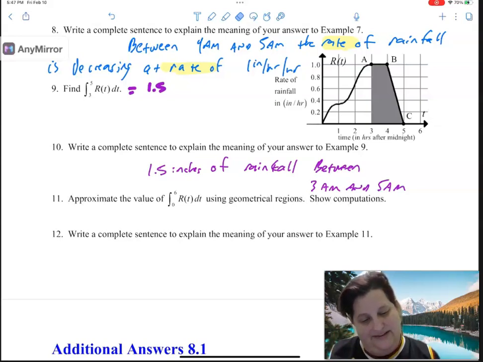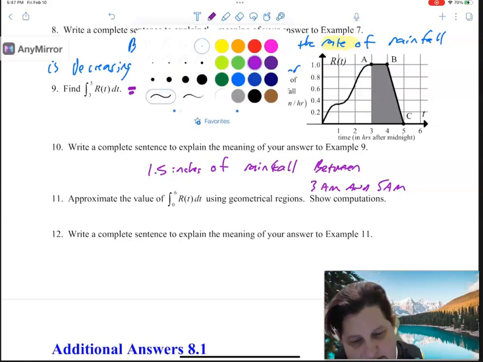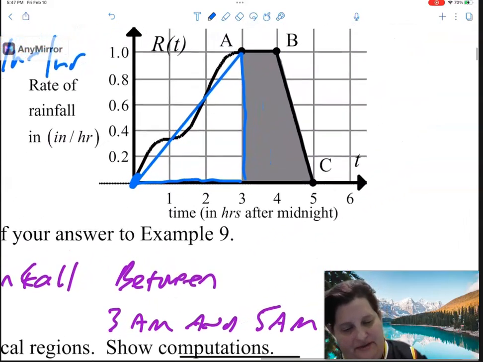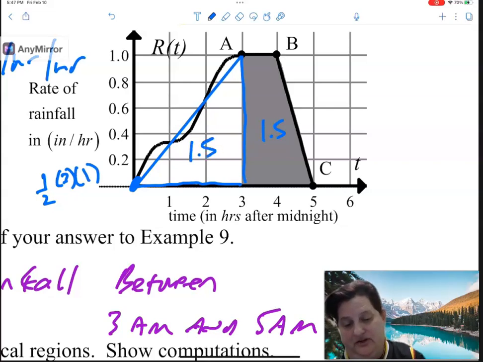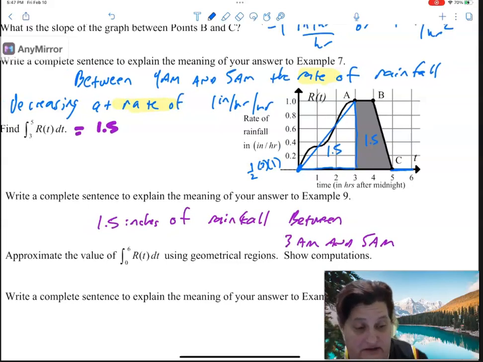Okay, last part is let's approximate the value of the integral from 0 to 6 using geometrical regions. Let's see. I mean, do we need to do 2 different triangles, or can I just do 1 triangle? I think I could just do 1 triangle. That looks like that's going to approximate that rather nicely, actually. Okay. And remember, we just found out that that one was 1.5. And then if this is 1/2, the base is 3, the height is 1. So that one's actually also 1.5, that triangle, which will approximate it nicely. And then up to 6, guess what happened there, guys? It stopped raining. That's 0.